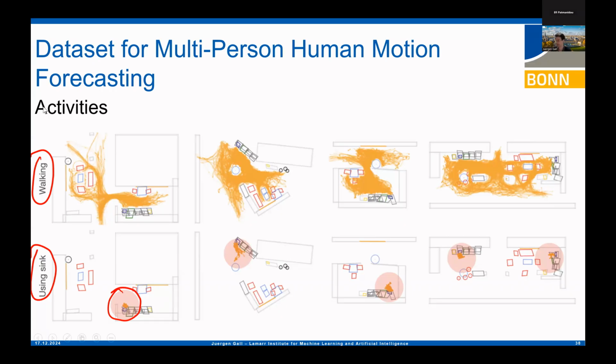So the data set is available. You need to sign a license, but you can use it for 3D pose estimation from a single view, for multiple person tracking, forecasting, or whatever you want to do with this data set.